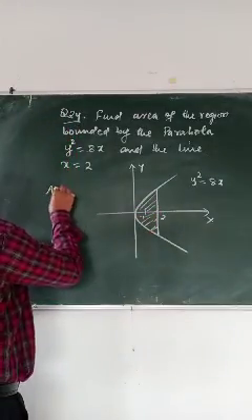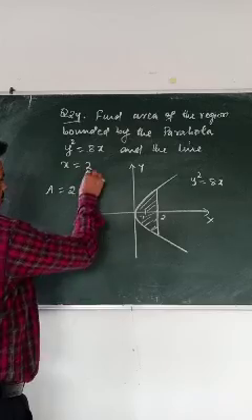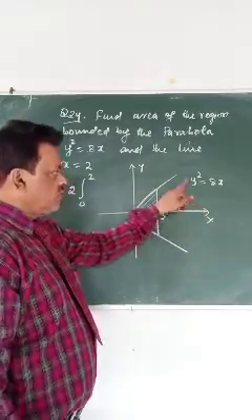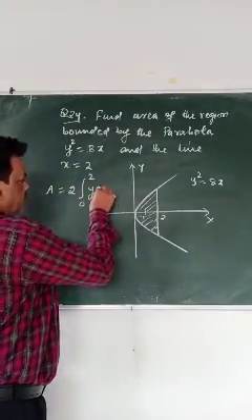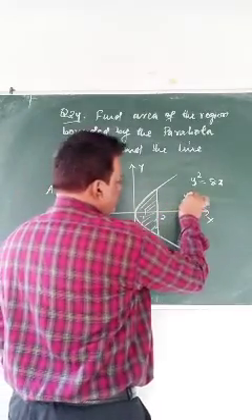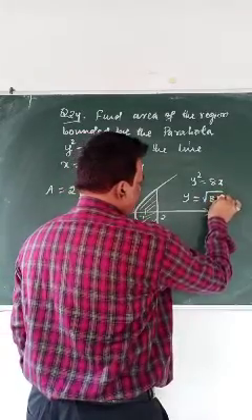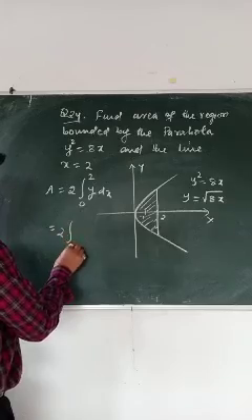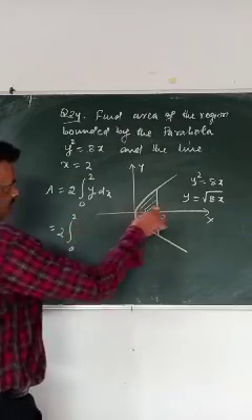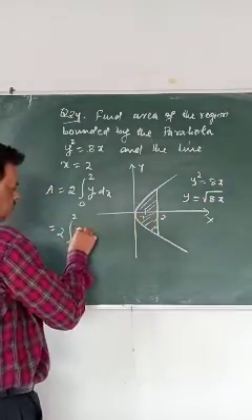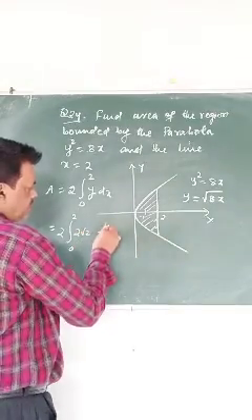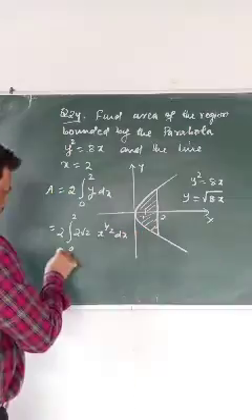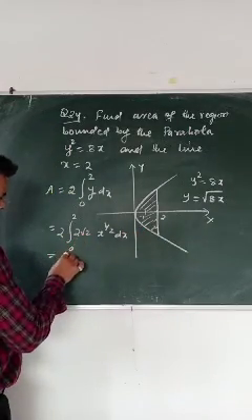The area equals to 2 times integral 0 to 2. 2 times because there are two parts and closed with the x-axis, so y dx. Then what is y? Y is root over of 8x. That means 2 times 0 to 2, 8 is 2 root 2, and x to the power half dx. So that will be 2 2s are 4, 4 root 2.